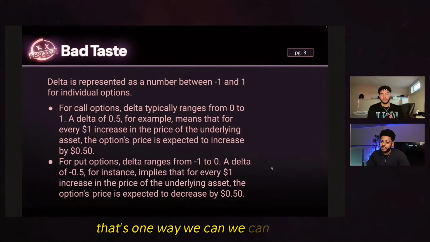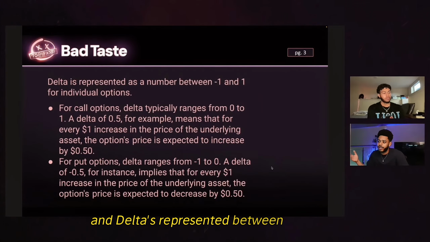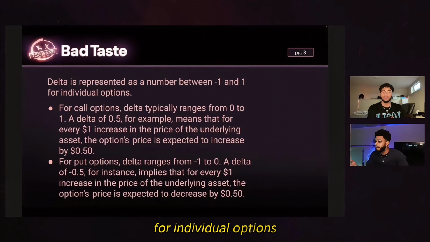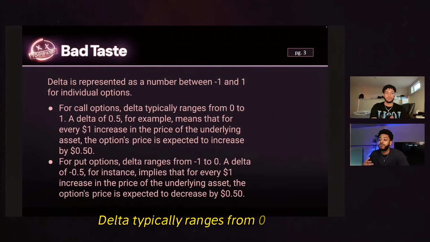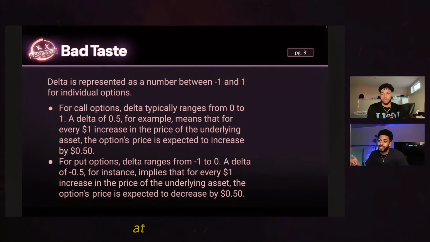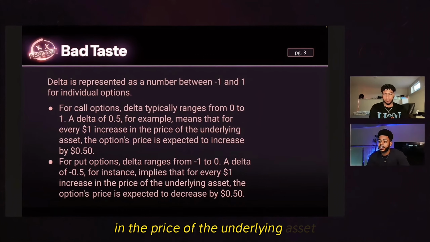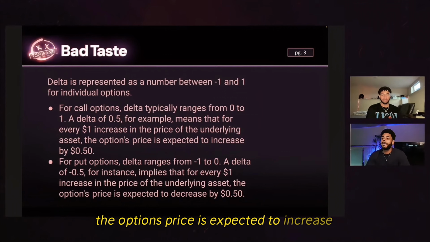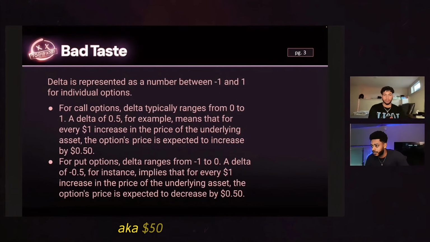That's one way we can view delta, and delta is represented between -1 and 1 for individual options. For call options, delta typically ranges from 0 to +1. A delta of 0.5, for example, means that for every dollar increase in the price of the underlying asset, the option's price is expected to increase by 50 cents, aka $50 in options terms.